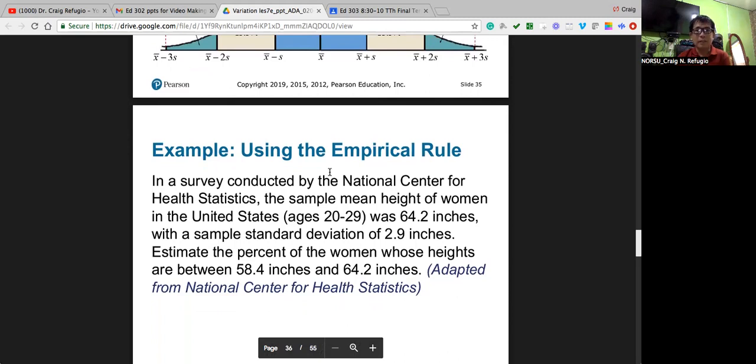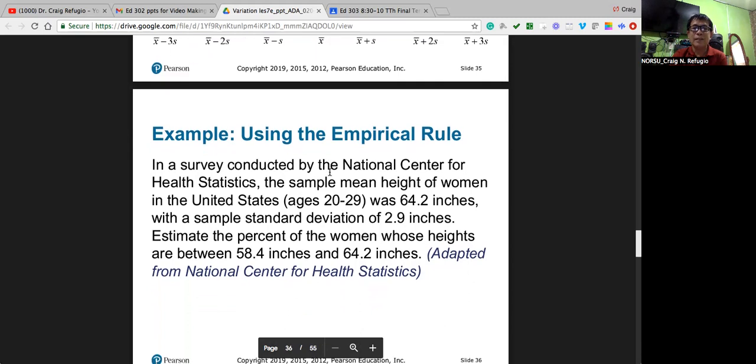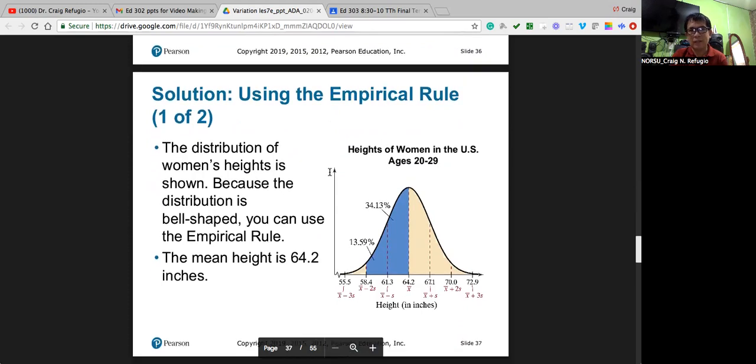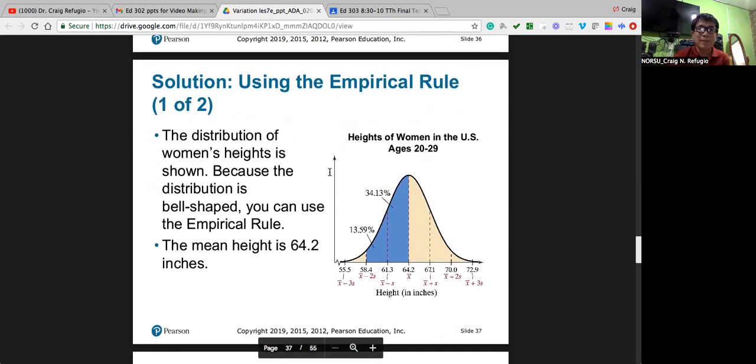In a survey conducted by the National Center for Health Statistics, the sample mean height of women in the United States was 64.2 inches, with a sample standard deviation of 2.9. Estimate the percent of women whose heights are between 58.4 inches and 64.2 inches. The distribution of women's heights is shown. Because the distribution is bell-shaped, symmetric, or normal, you can use the empirical rule.